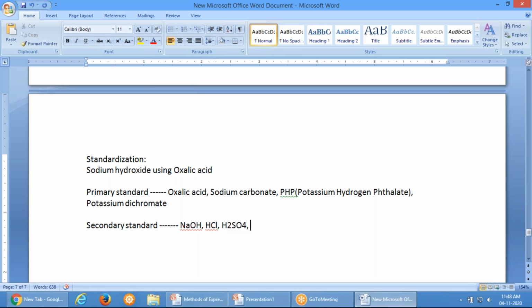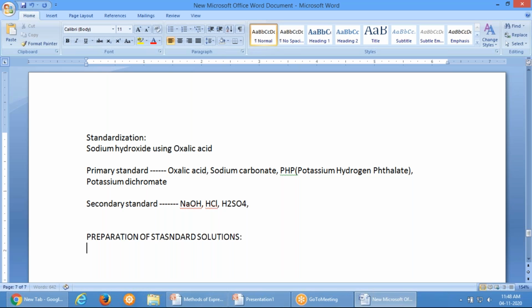So how will you prepare the solutions? Preparation of standard solutions. So will you prepare standard solution? In which glassware are you going to prepare the standard solution? This is the glassware used to prepare the standard solution. Which glassware will you use to prepare the standard solution?